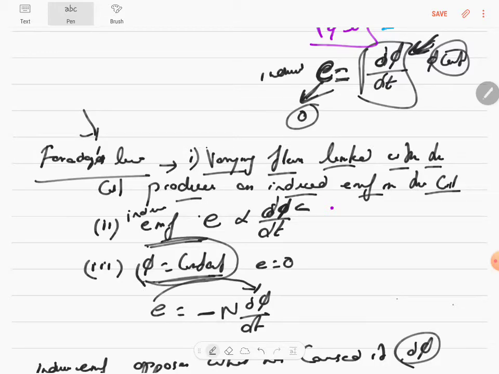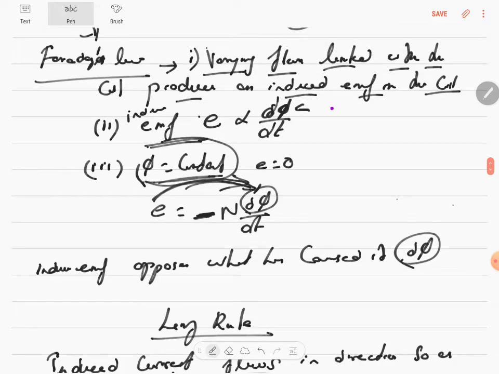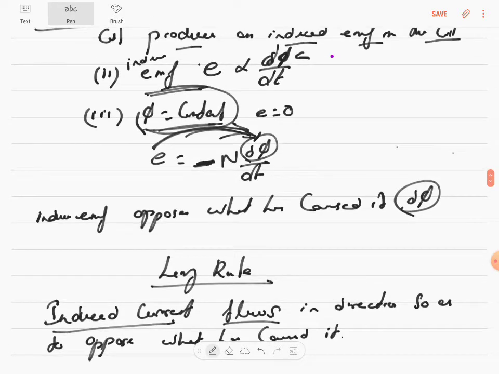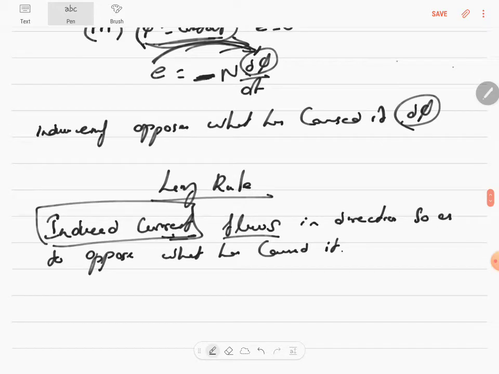In general, you can represent Faraday's law as E is equal to minus n into d phi by dt, where the minus sign shows that the EMF induced opposes what has caused it. What has caused it? The change in the flux. So there's a negative sign to show that. So let's look at Lenz's rule. He talks about the same Faraday's law, where there's an induced EMF because of the varying flux. There's an induced EMF or induced current, and this induced current's direction is in such a way so as to oppose what has caused it.